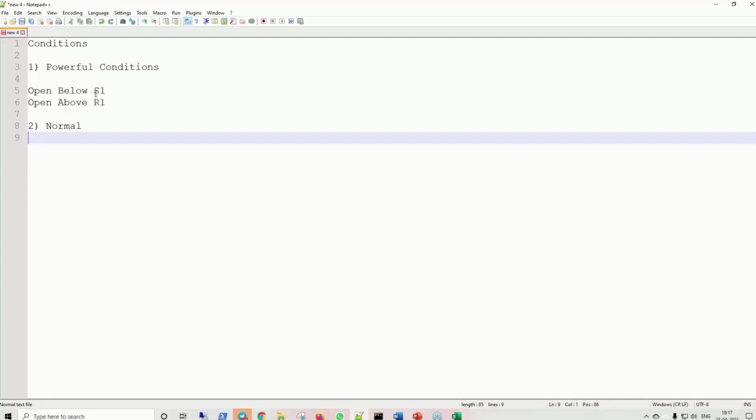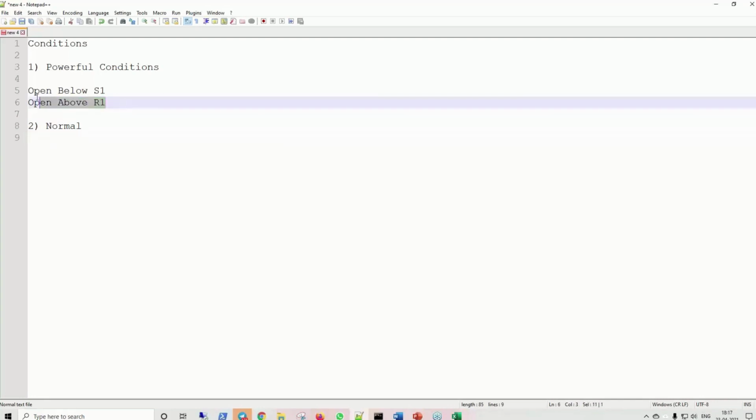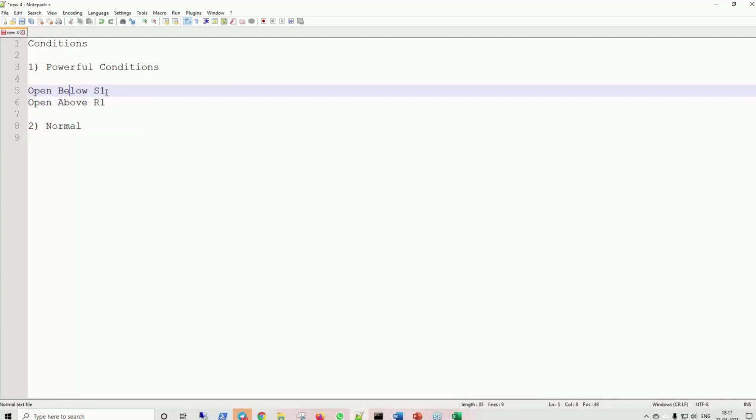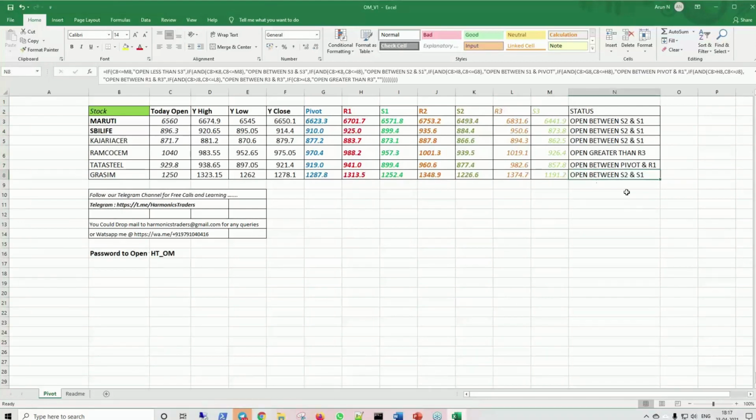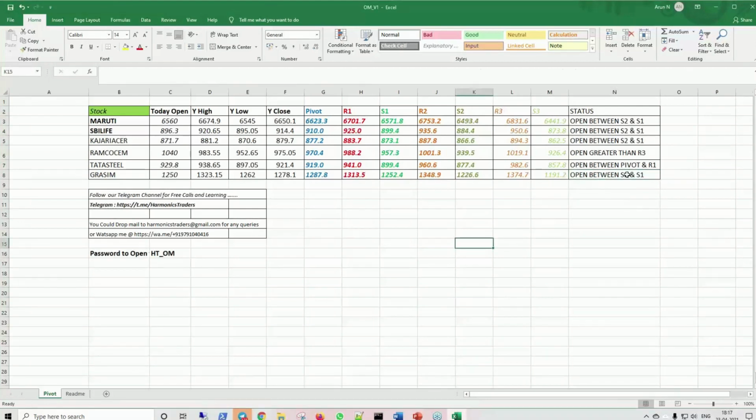So what we do, we look for these kinds of setups. If the open is below S1, we try to go for long in general. Of course we have to do some validation that I'll explain later. So this is the idea. If the open is above R1, we try to go for short. Now let us say here the open is between S1 and S2.